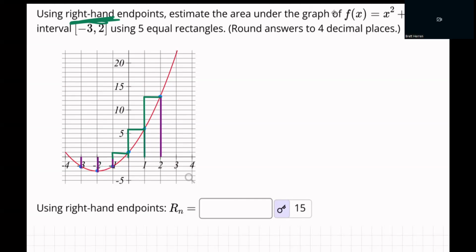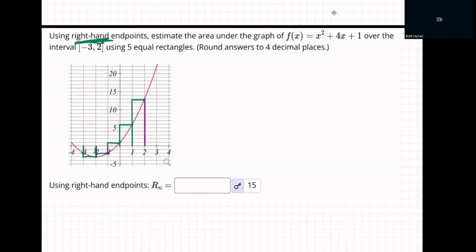From the right straight to the axis. So it's always from the right. This is right-hand endpoints. Straight to the axis, straight to the axis, and straight to the axis. Okay, those are my rectangles. We've got to find the area now of all five of those.